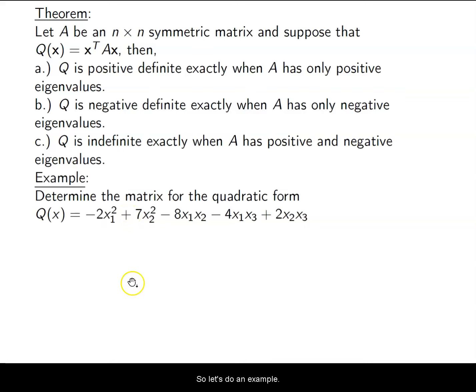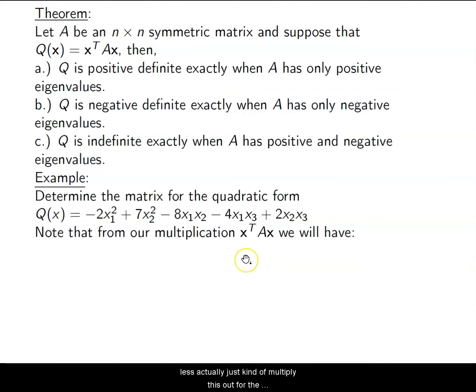So let's do an example. Let's determine the matrix for the quadratic form Q of x that is given to us by this function, okay? So before, what we've done so far is I've given you a matrix and I said find the quadratic form. Now what we're doing is the opposite. I'm giving you the quadratic form. What is the matrix that goes with it? I'm going to kind of reverse engineer this, okay? So let's just think about what this x transpose Ax is, and let's actually just kind of multiply this out for the general case.